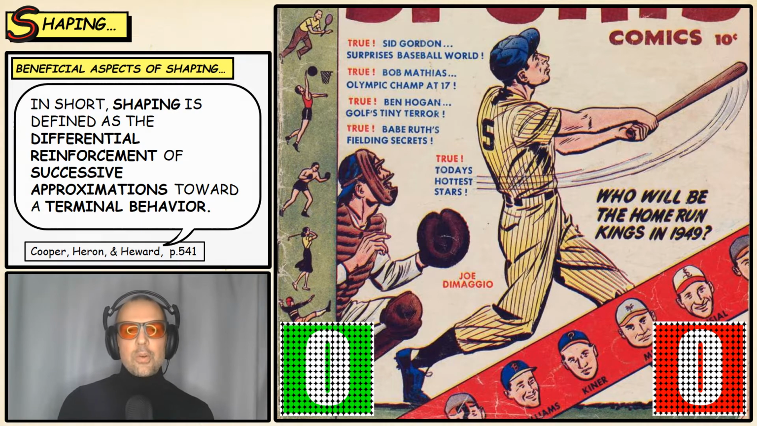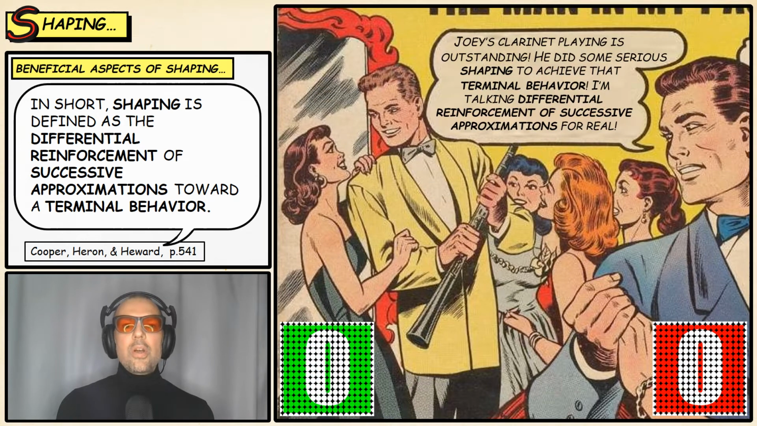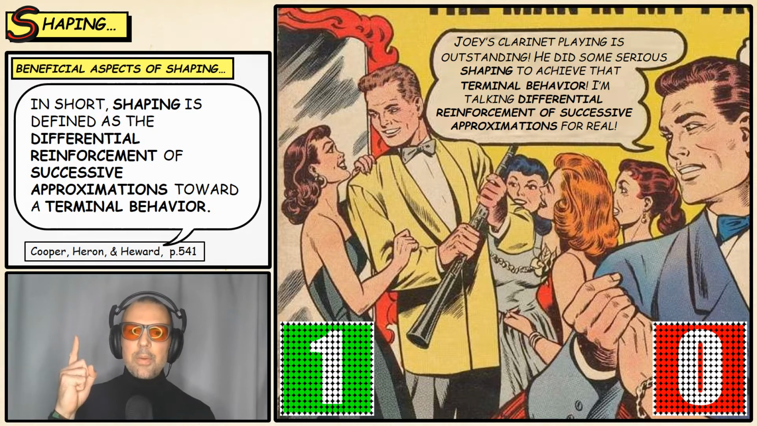People pay in order to learn how to, for example, play baseball. People pay in order to learn how to rock climb. And people usually enjoy it. People pay in order to take music lessons because they enjoy the process. And again, this is because shaping uses a reinforcement approach to teach those new behaviors, and those tend to be pleasant. So shaping uses a reinforcement approach to teach those new behaviors, and that makes it pleasant, and for that, shaping gets an up.